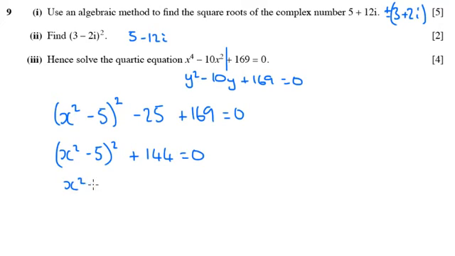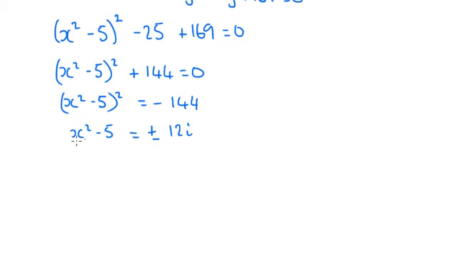So if we start rearranging this to get x on its own, that's going to be x squared take away 5 squared equals minus 144, which, when we square root it, will be plus or minus the square root of negative 144, which is 12i. So x squared is equal to 5 plus or minus 12i. So x is equal to the square root of that.